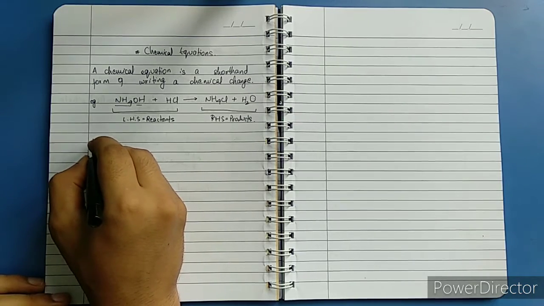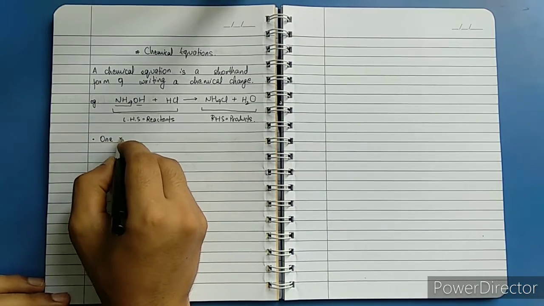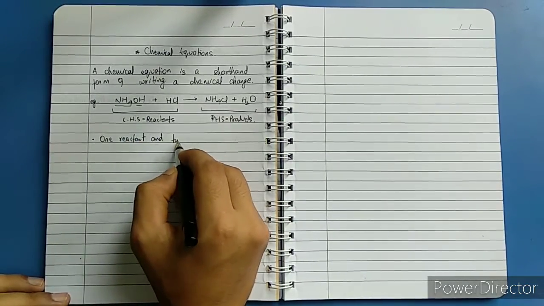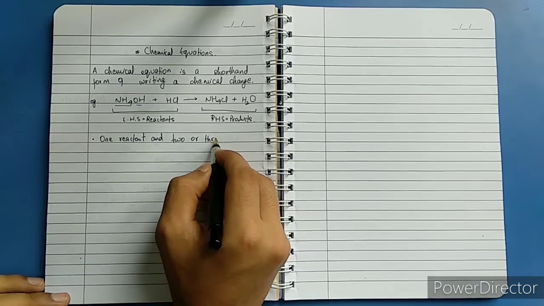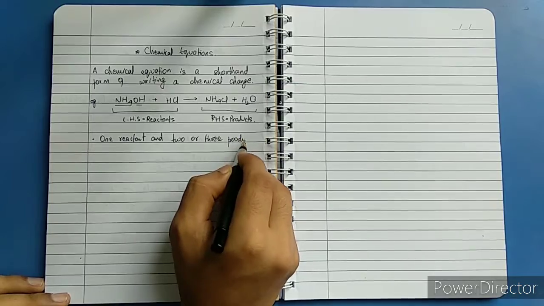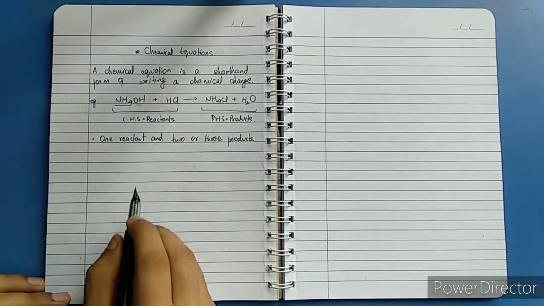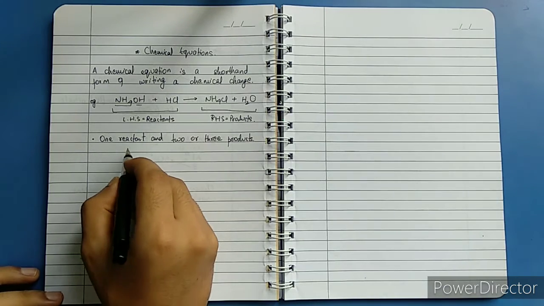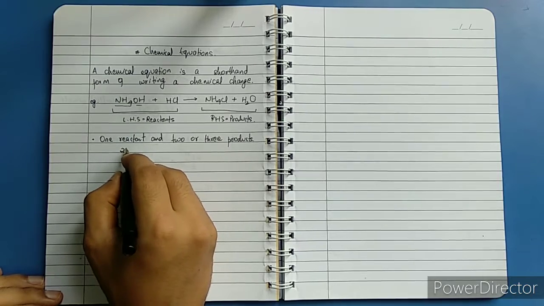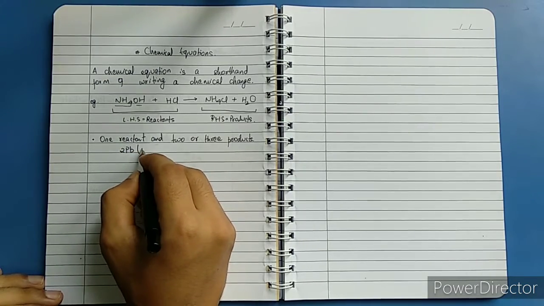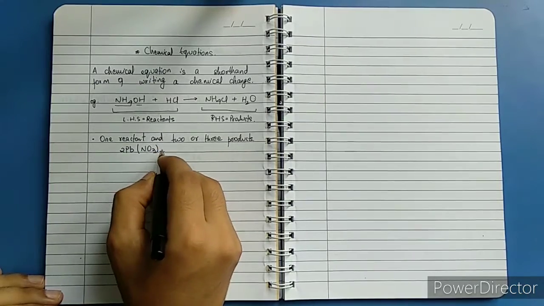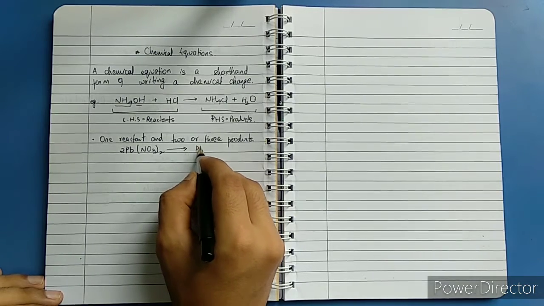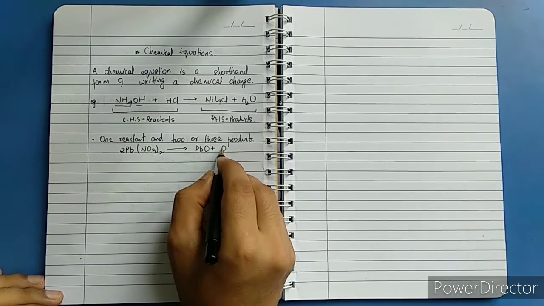One example is of one reactant and 2 or 3 products. This type of reaction, where there is only one reactant and it forms 2 or 3 products, is also called a decomposition reaction. We'll learn this in the next chapter, but you can just remember it from now itself. There is a big molecule, and this big molecule breaks down into smaller molecules. So we call this a decomposition reaction.